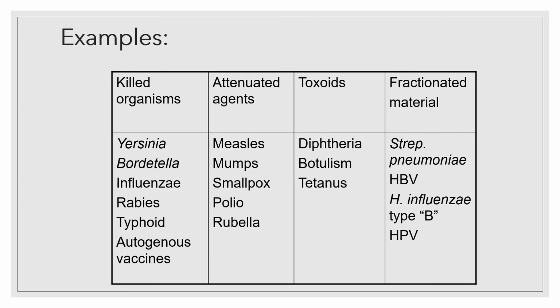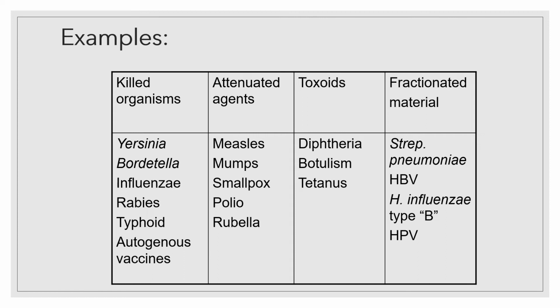Okay. We also have attenuated vaccines. These are made from altered live agents, and that would include vaccines such as measles, mumps, smallpox, polio, and rubella. Then we have vaccines that are made from toxoids, which is an exotoxin that's been treated with heat or acid and stimulates immunoglobulin production. We've got examples listed as diphtheria, botulism, and tetanus. These are all Clostridium species.